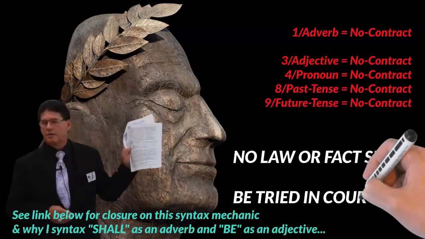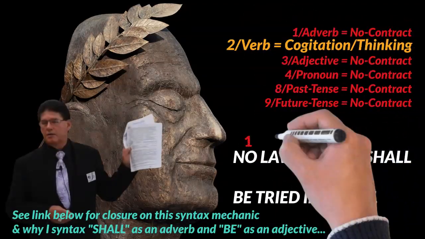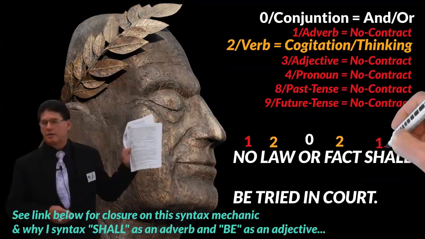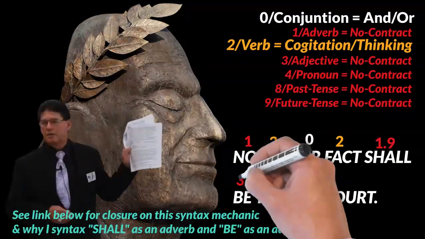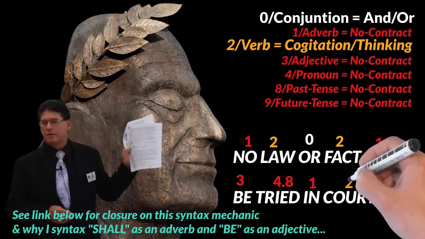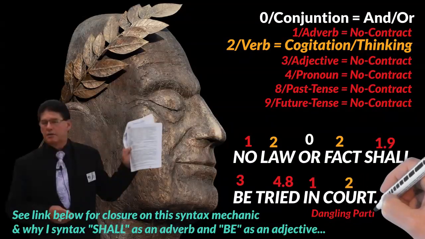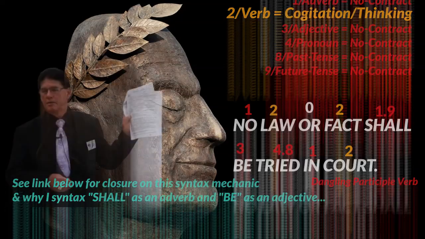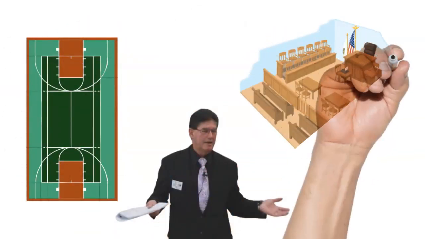So you've got an adverb that's a negative adverb, modifies the verb, or as a conjunction, fact becomes a verb. Shall is a pronoun, be is an adverb, making try to be a past time verb, in is an adverb, modifies the verb court as a dangling participle. You've got a verb law, a verb fact, and a verb court. You can only have one jurisdiction in court. It's called the least common denominator.